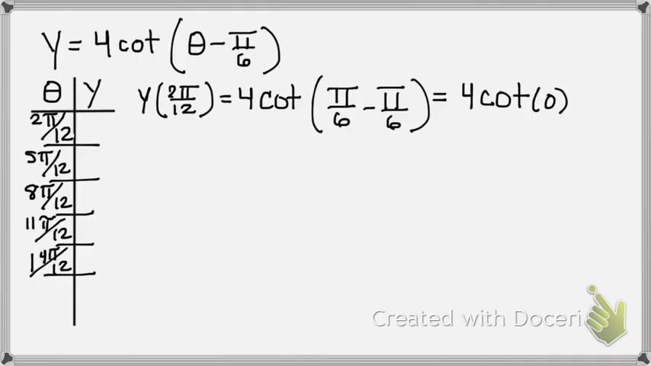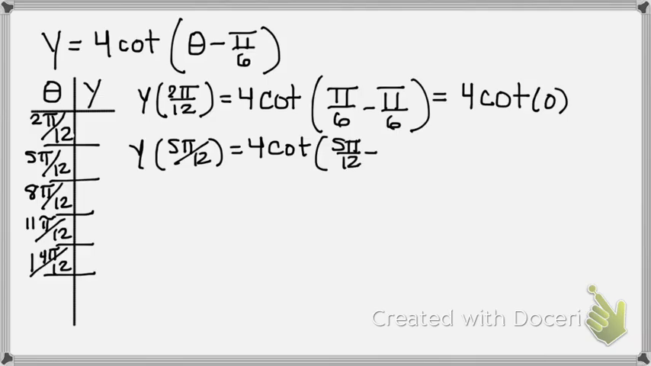And then I plug in the 5 pi over 12. Again, I'm going to want to keep the 5 pi over 12, and I'm going to want to change the pi over 6 to 2 pi over 12, right? Just get a common denominator there, and then that's 4 cotangent. All right, and then what do I have here? I have 5 minus 2 is 3 pi over 12. And 3 pi over 12 simplifies to pi over 4.